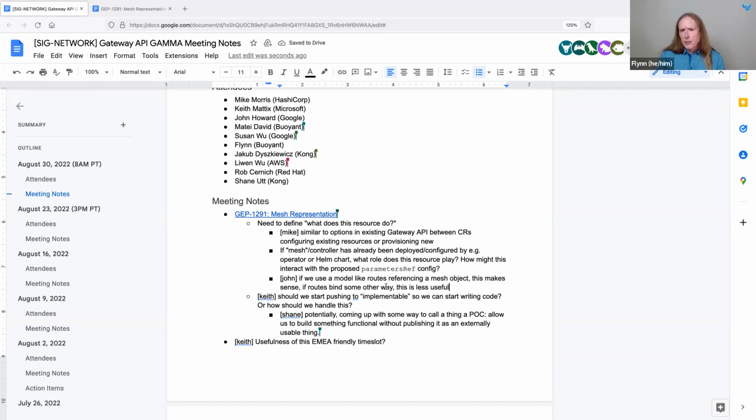John, the gateway class also tells the deployment part of the gateway API what to deploy, right?